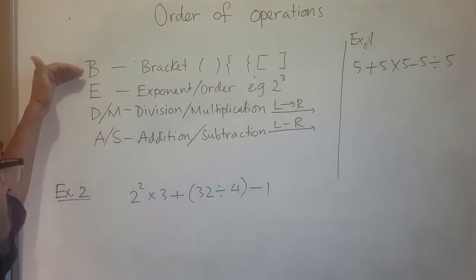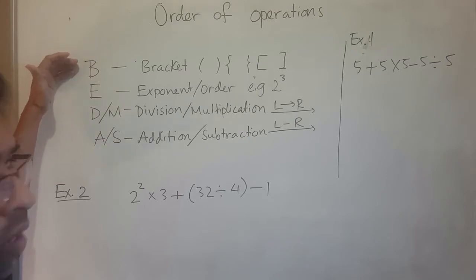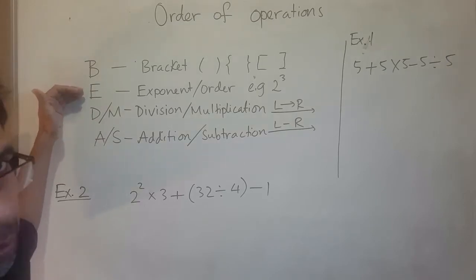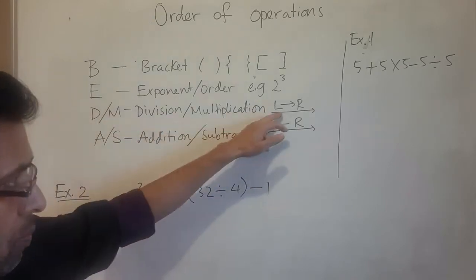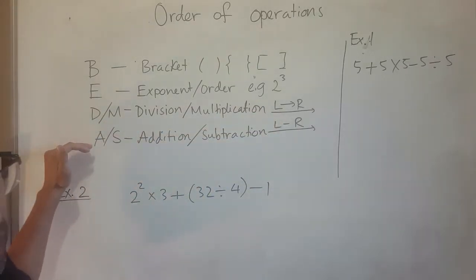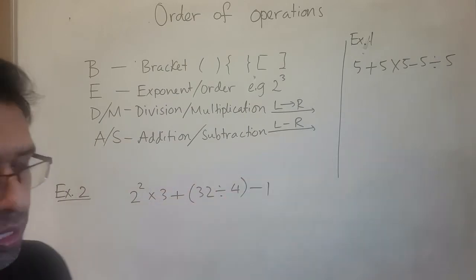But you have to remember these four things. The bracket always should be first, then exponent second, then either division or multiplication depending on their position, and then addition or subtraction depending on their position.